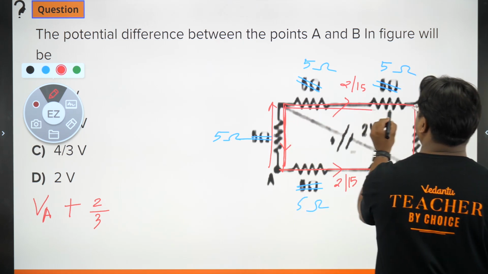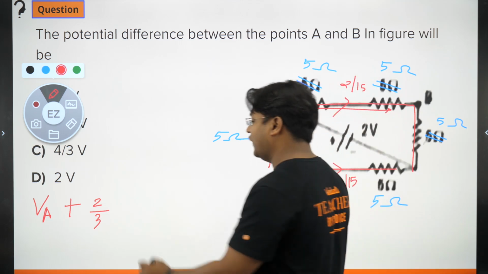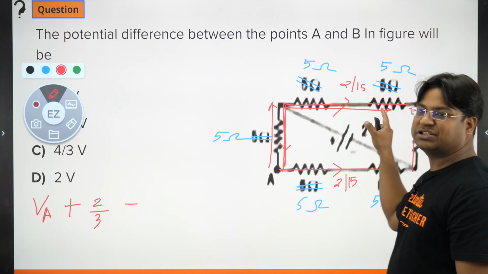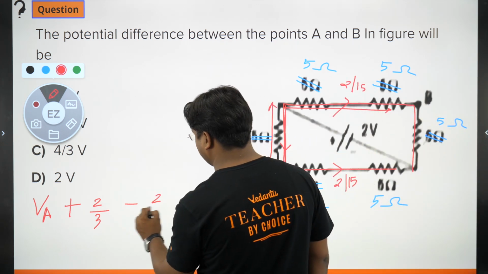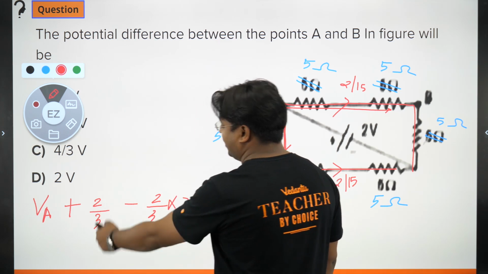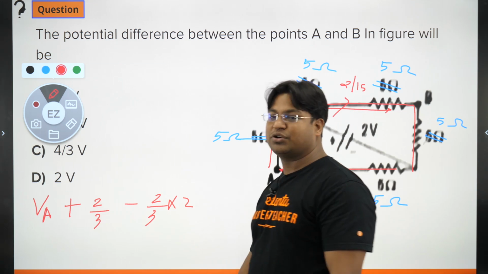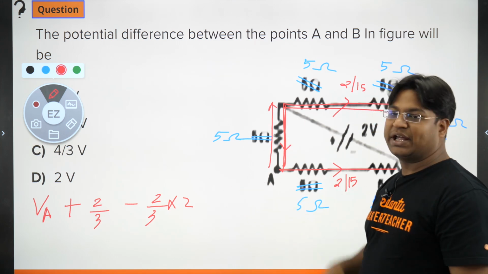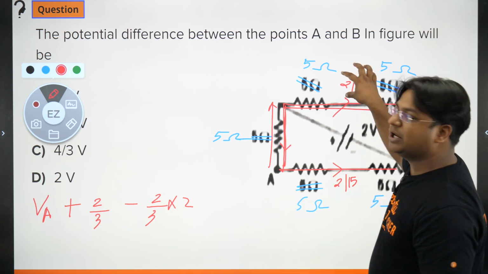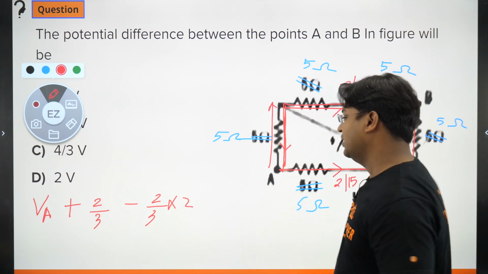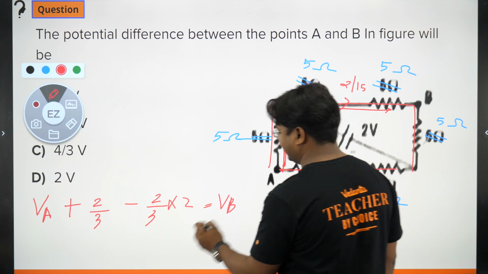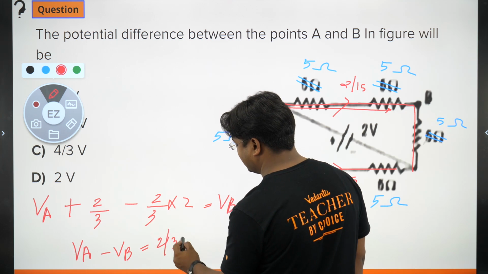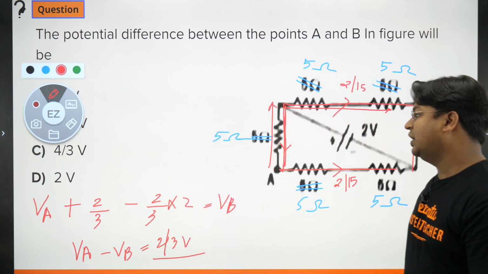Next, I'm moving in the direction of current, so that will result in a fall of potential. The fall will be current into resistance. I'm taking the combined resistance as 10 ohm, so this becomes 2 by 3 into 2. The potential fall across one resistance was 2 by 3, so across two resistances it will be double that, since the resistances are the same and the current is the same. Or you can multiply 2 by 15 with 10 and you still end up with this number. Now this should be equal to VB. This tells us that VA minus VB should be 2 by 3 volts. So the potential difference we are looking for is 2 by 3 volts.